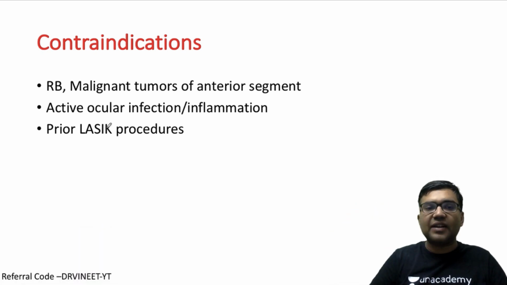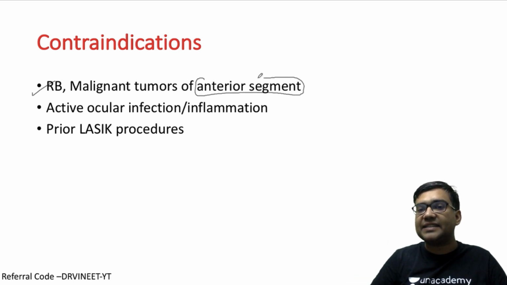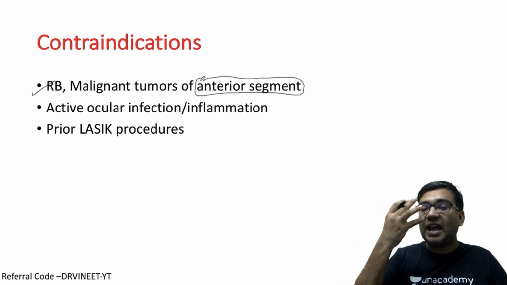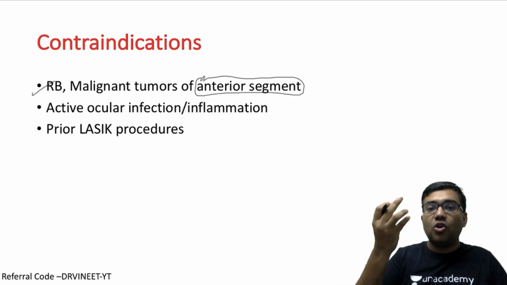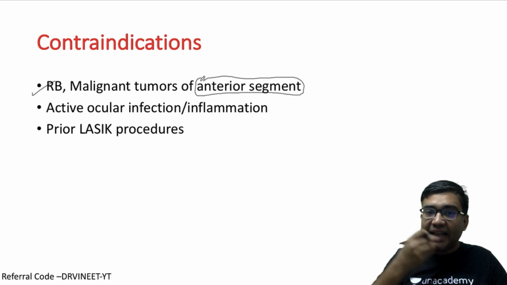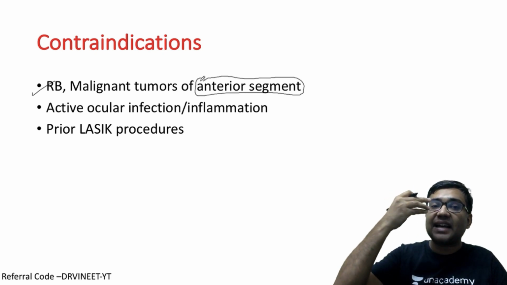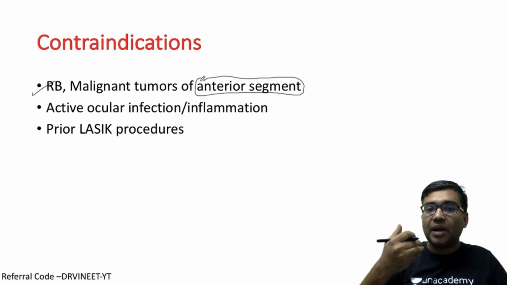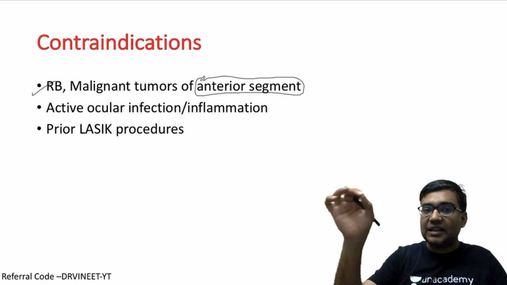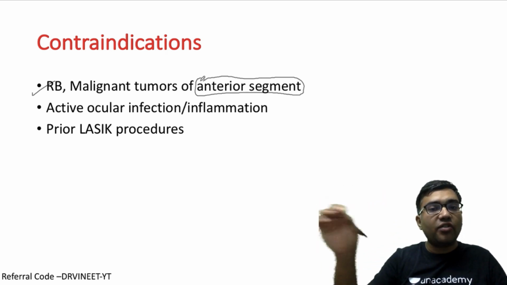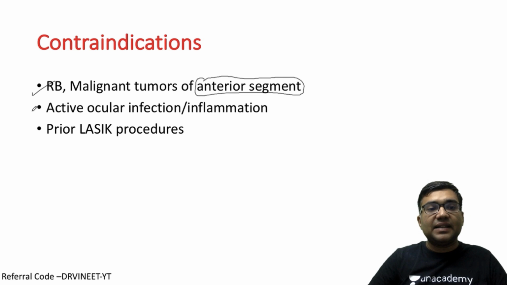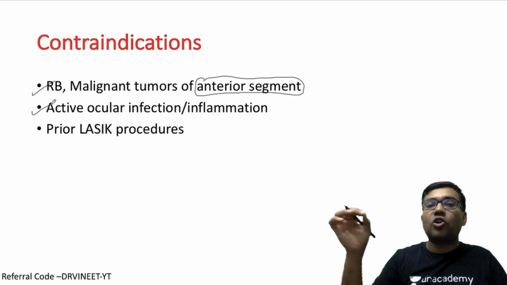So the ocular contraindications are retinoblastoma, any malignant tumors of the anterior segment, okay? So you may have iris melanoma, or you may have any retinoblastoma which has come into the anterior part. So all these are the contraindications of corneal transplant. Second is any active ocular infection.